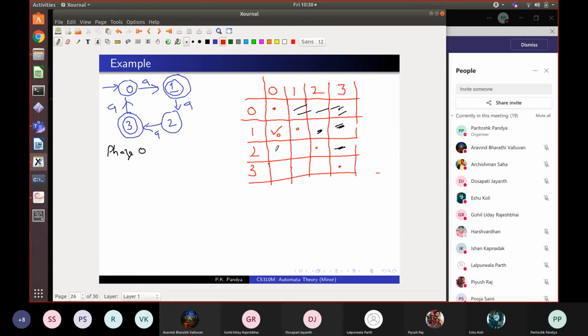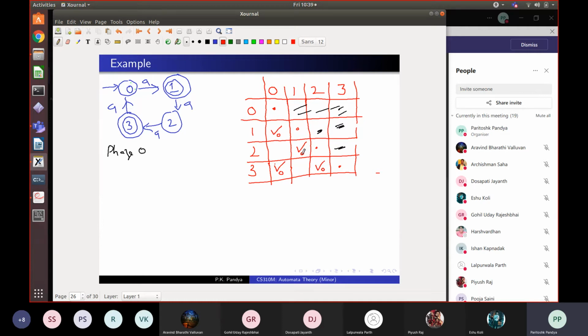Somebody else answer. Can 0, 2 be separated initially? Don't look at whether there exists a string. I'm saying in the initial phase, we consider the pair and check whether one is final and another is non-final. Cannot be separated because both are non-final, right? What about 0, 3? 0 is non-final, 3 is final, so it can be separated. So this is 0. What about 1, 2? 1, 2 can be separated because 1 is final and 2 is non-final. So this is also separated. 1, 3, both are final, so cannot be separated. And 2, 3 can be separated. So in the initialization phase, I get this marking.